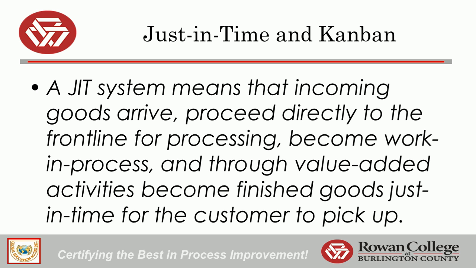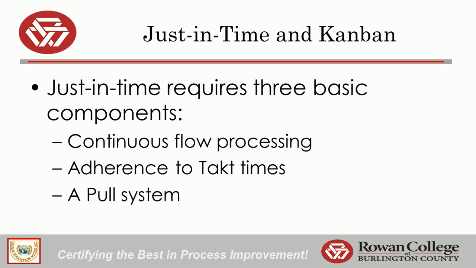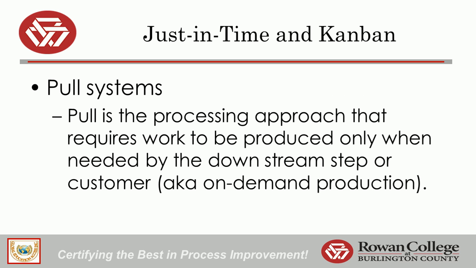A just-in-time system means that incoming goods arrive, proceed directly to the front line for processing, become work in process, and through value-added activities become finished goods just in time for the customer to pick them up. Just-in-time requires three basic components: continuous flow processing, adherence to takt times, and of course a pull system. So let's look at these.